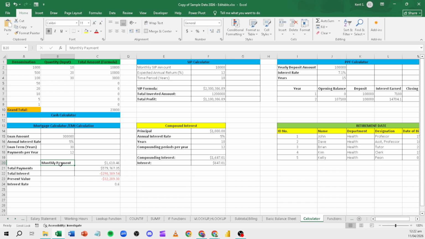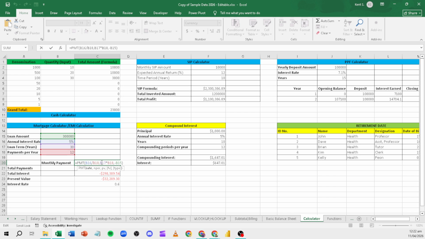Format loan amount as currency. Format annual interest rate as percentage, so you can type something like 7% rather than 0.07. For payments per year, use 12 for monthly payments. If your loan uses a different schedule, update that number accordingly. Keeping inputs clearly labeled and correctly formatted prevents common mistakes.